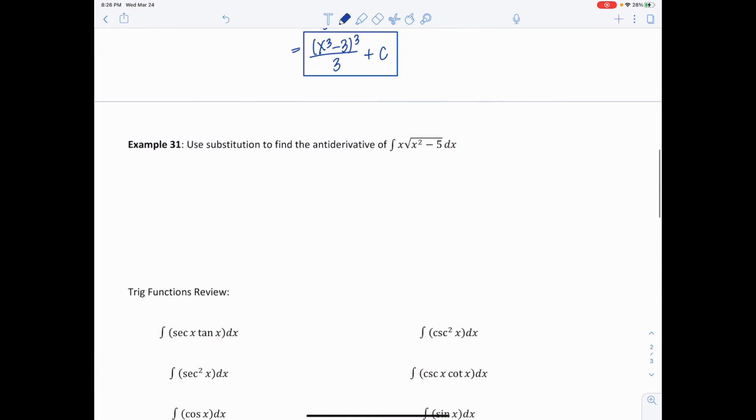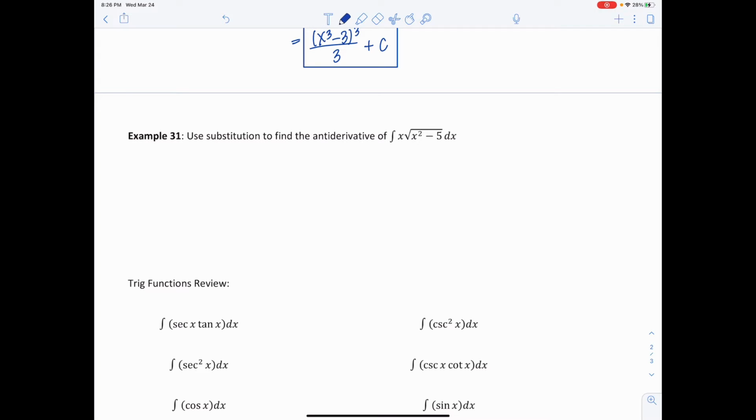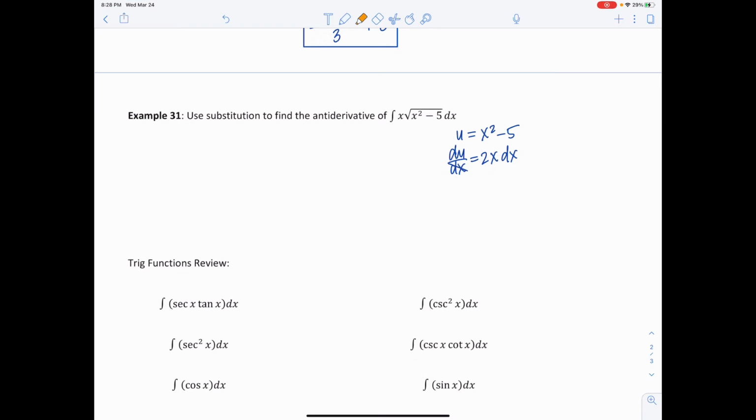All right, let's do another one. Replace the inside function with u and check that the derivative of the inside function is in your integrand. My inside function is x squared minus 5, and the derivative is 2x. Move the dx to the other side. There's a bit of a problem here because only x is in the integrand. I have my x and my dx, but I don't have my 1/2. So what I need to do is move the 2 to the other side.